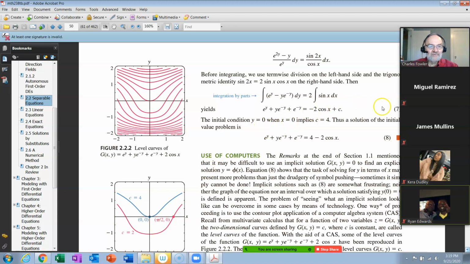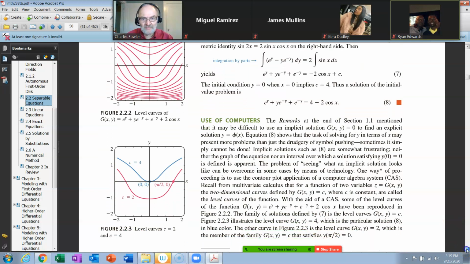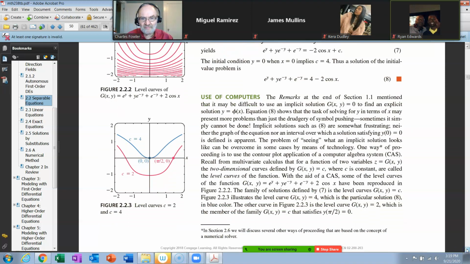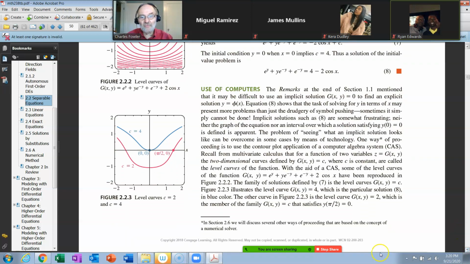Now I've got to move James out of the way a little bit here. Okay. They do mention use of computers, and they also mention this in the remarks at the end of the section back at 1.1. Way back there. And I'm not sure. Oh, I don't know why they picked this one out.